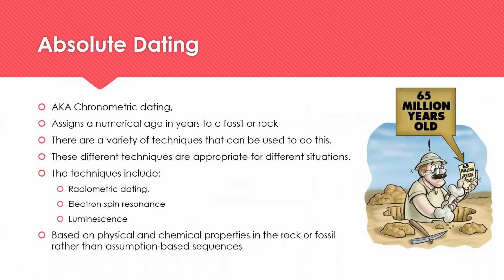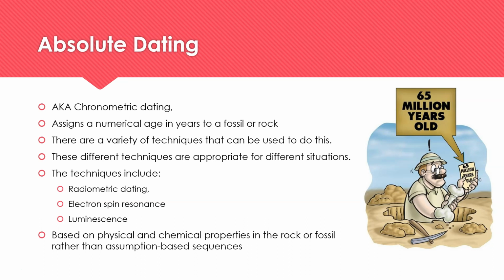Absolute dating, on the other hand, is considered more precise. It's called chronometric dating or radioisotope dating sometimes. There's a couple of different names in there. And this is actually looking to find a numerical age, an age in years that you can actually assign to a fossil or to a rock sample.